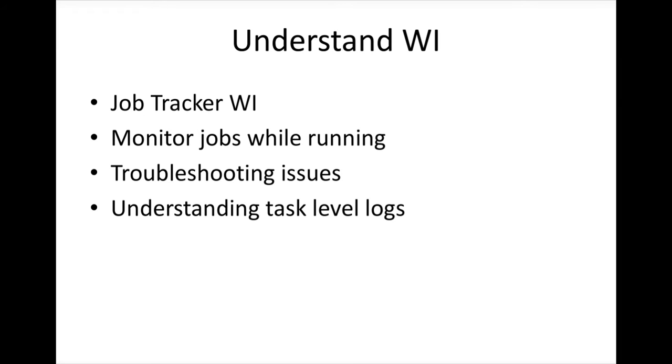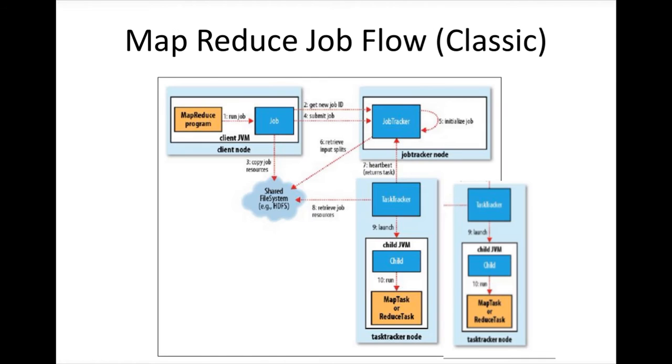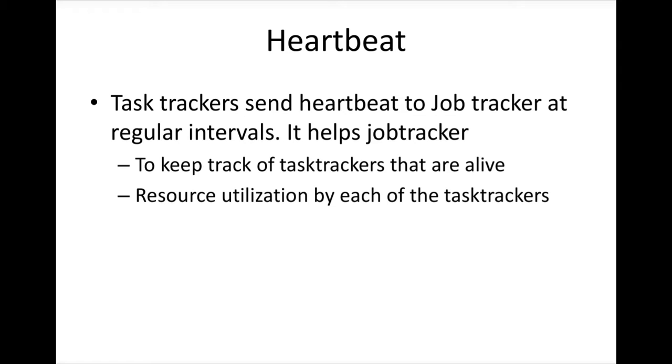At this time we are talking about setting up MapReduce Classic on Cloudera distribution of Hadoop using 7 nodes in AWS. And as part of this video, I will explain how the communication between job tracker and task tracker works. It uses something called heartbeat. At regular intervals, task tracker sends heartbeat to the job tracker to say it is alive, and also as part of the heartbeat, task trackers send the resource utilization by each of the nodes on which task trackers are running.